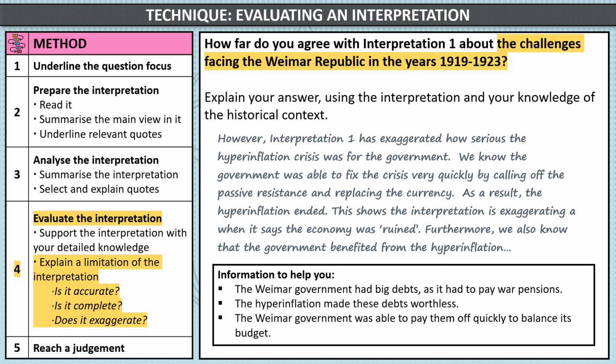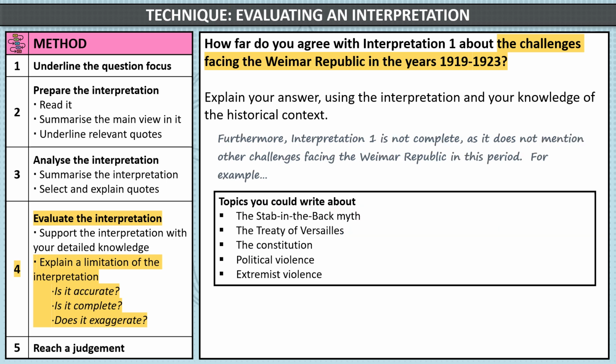And it's over to you to continue this bit. Can you explain how the Weimar government benefited from the hyperinflation? Here's some information to help you with this part of the answer. Now let's explain another weakness of the interpretation. This time, let's point out that there are other challenges which are not mentioned in the interpretation. You could pick any one of these topics to write about. Whichever challenge you write about, don't forget to say why it could be a bigger challenge than hyperinflation.